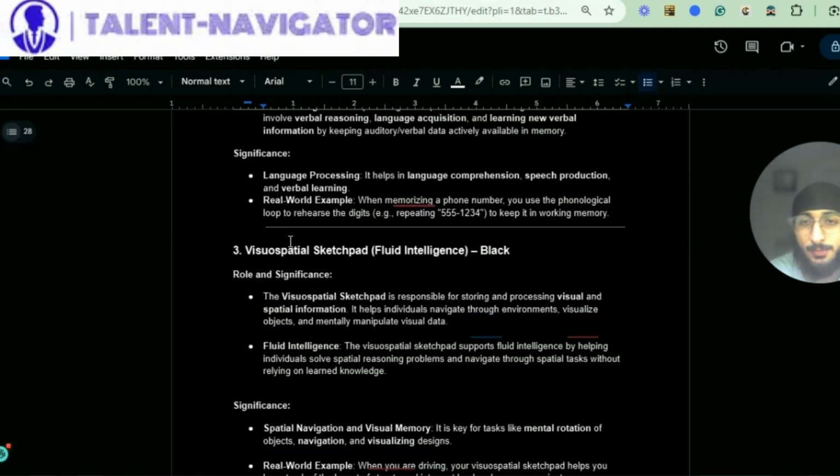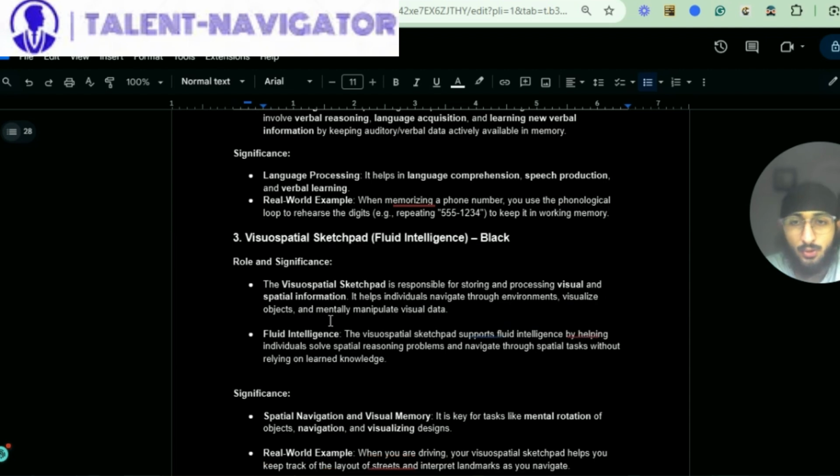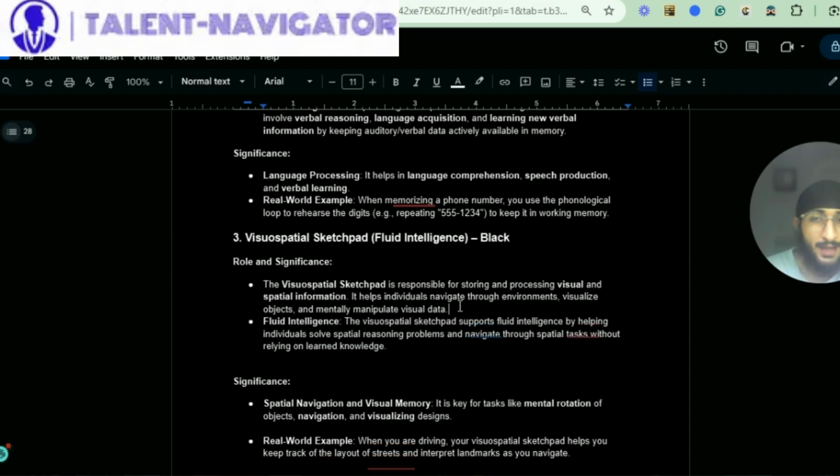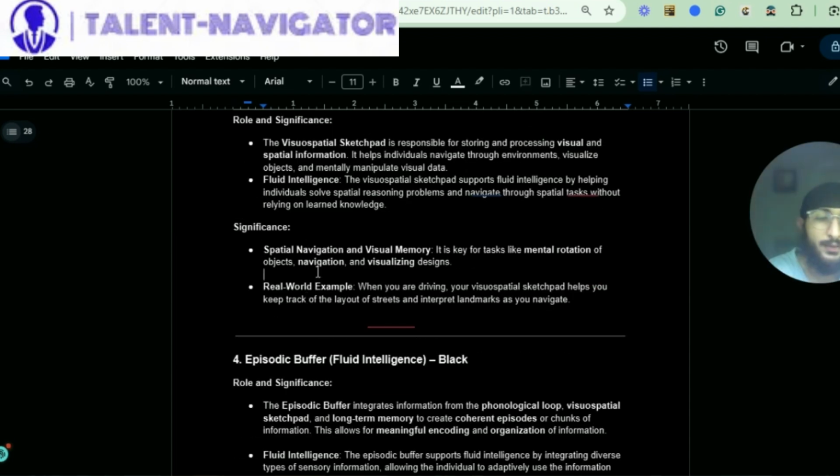Now we have the visual spatial sketchpad again. It is again fluid intelligence. So how? It basically supports fluid intelligence by helping individuals solve spatial reasoning problems and navigate through spatial tasks without relying on learned knowledge, right? Now, spatial navigation and visual memory, we've done that.